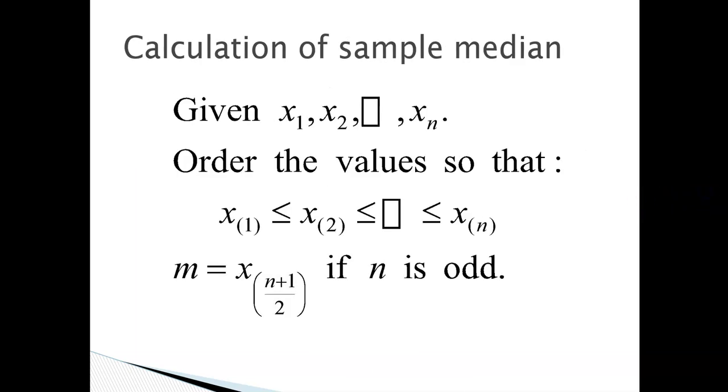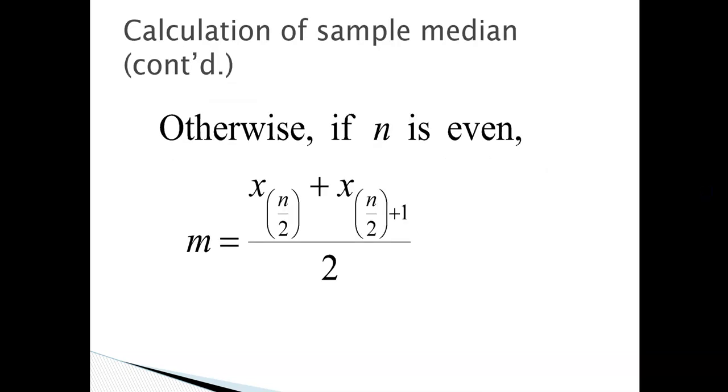To calculate the sample median, first we put the data points in order from the lowest to the highest. The median will be the data point x of (n plus 1) divided by 2 if n is an odd number, while the median m will equal the sum of the data points x of n divided by 2 and x of (n divided by 2 plus 1), all divided by 2.